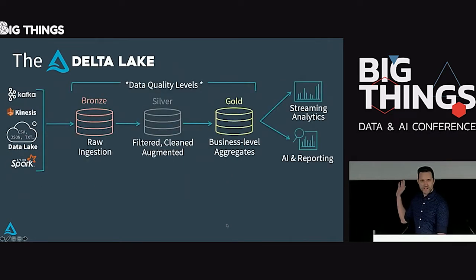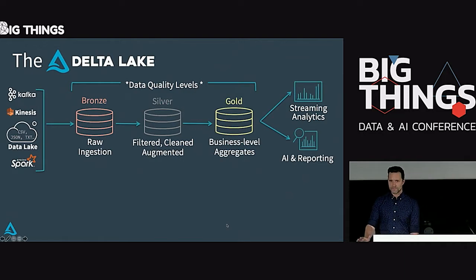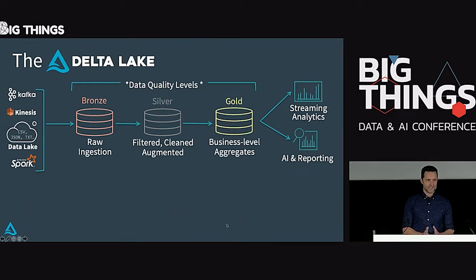So I want to simplify this picture now and talk about some of the patterns that emerge once you stop thinking about systems problems and start thinking about data quality. I'm going to talk about these different data quality levels. Now, these are not specific features of Delta. There is nothing that says you have to have a bronze, silver, and gold table, or that you have to have at least one of them. But I think these are really useful vocabulary that you can use in your organization to talk about quality.